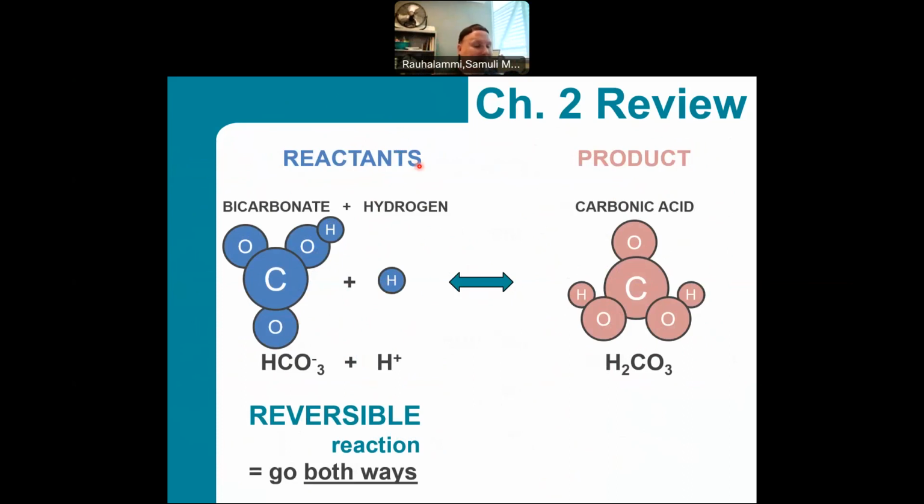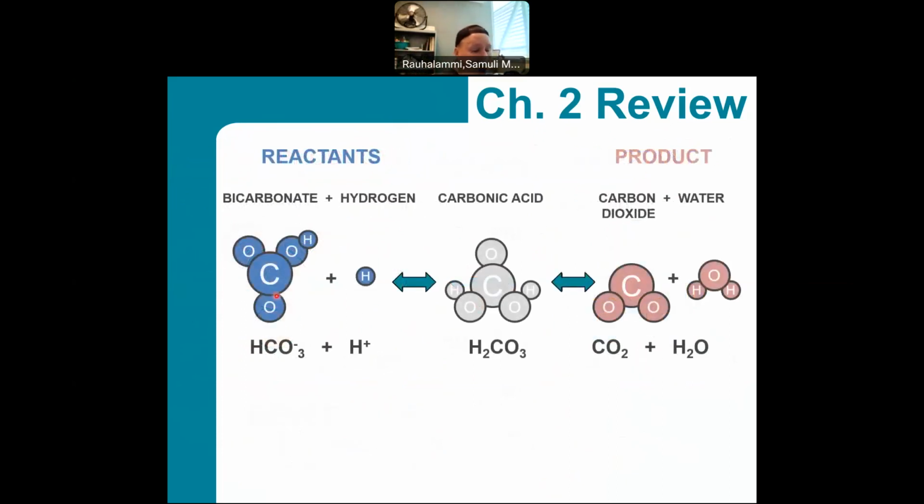We talk about this being a reversible reaction. So reactants become a product, but we can also have a reaction the other way around, in which case this carbonic acid would be the reactant and it would become the product, that is, the bicarbonate and hydrogen. So it can move either way. We can flip this reaction back and forth. For that reason, you'll see that this arrow is drawn as having two ends. So it is a reversible reaction. It can go both ways.